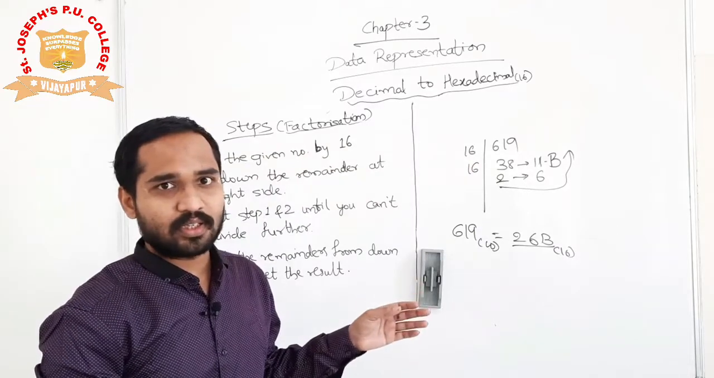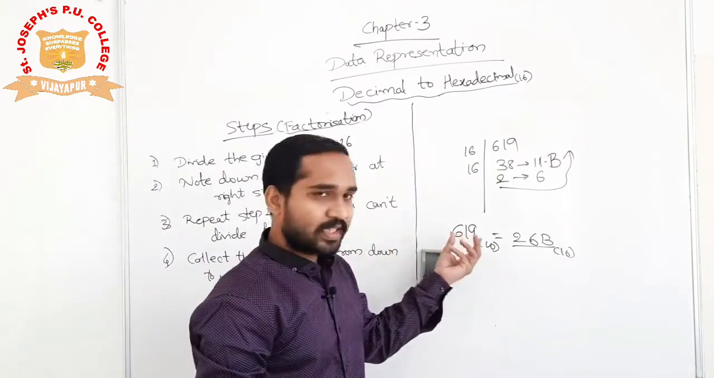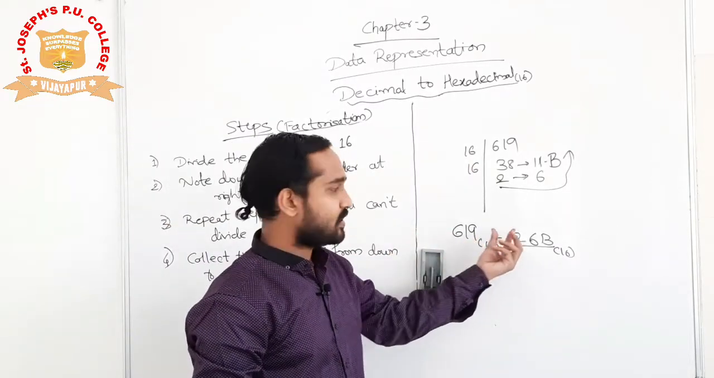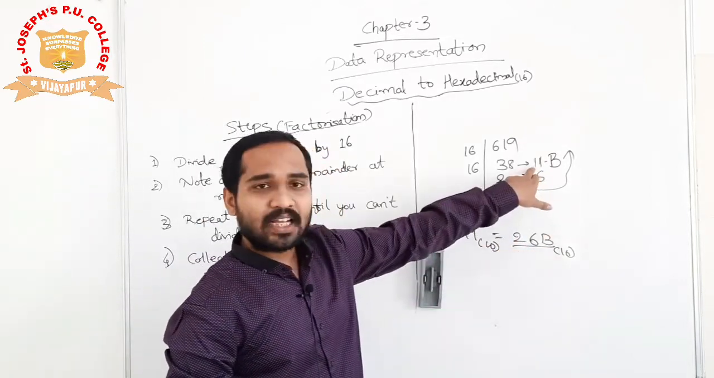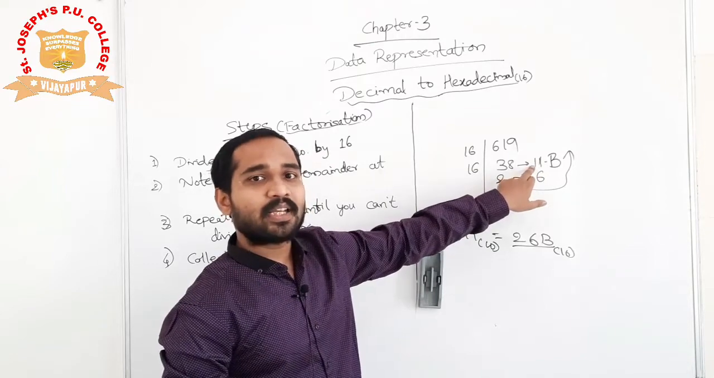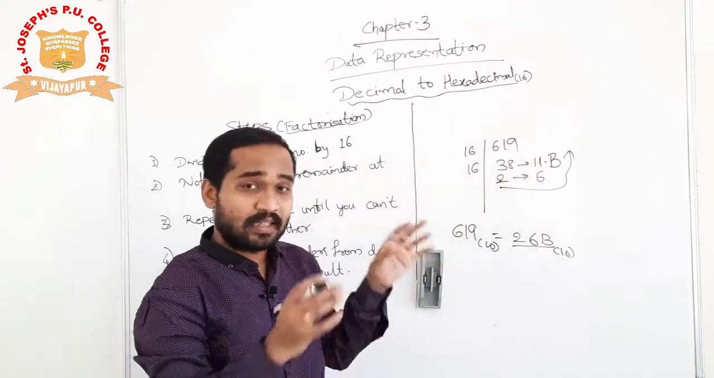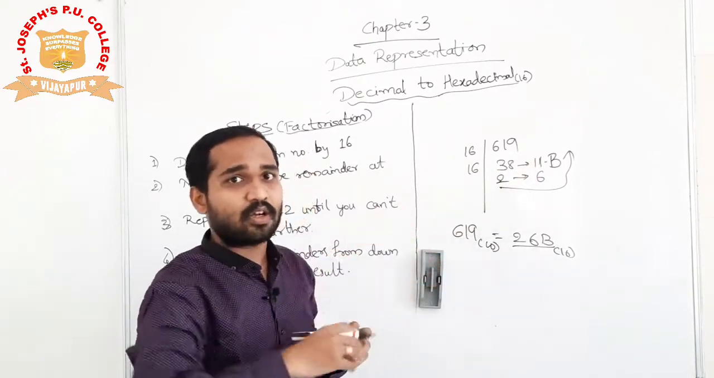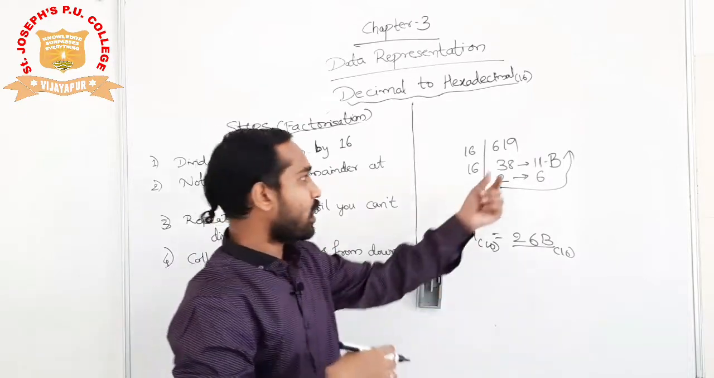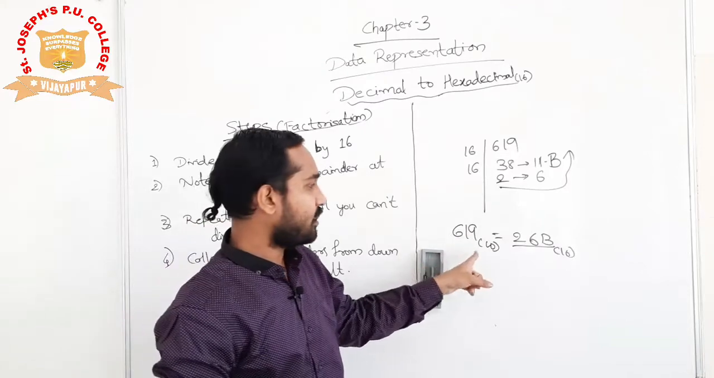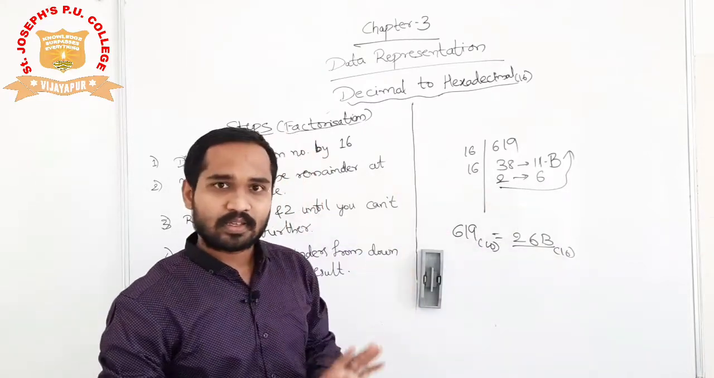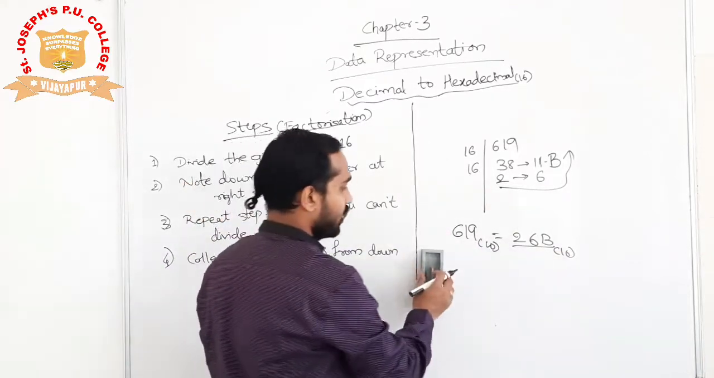Has everyone followed this? What happens to be 619 in decimal is 26B in hexadecimal. Why did this B come? I got the remainder as 11, but in hexadecimal this 11 that we get in decimal is called B, correct? So I write it as B, and with this I can say 26B. Is that fine? Understanding? Okay.